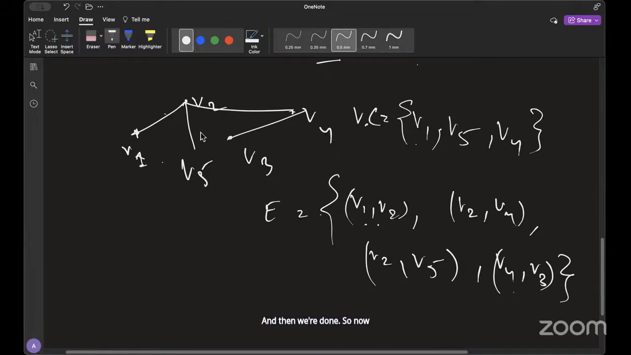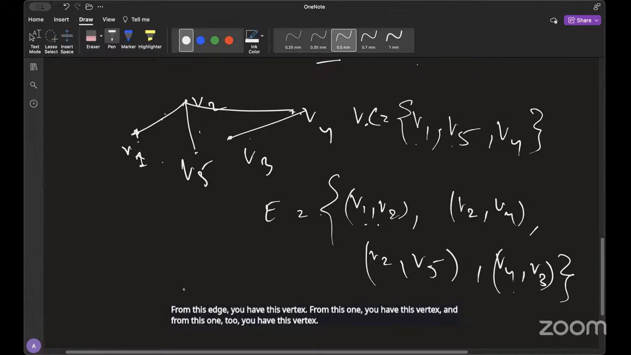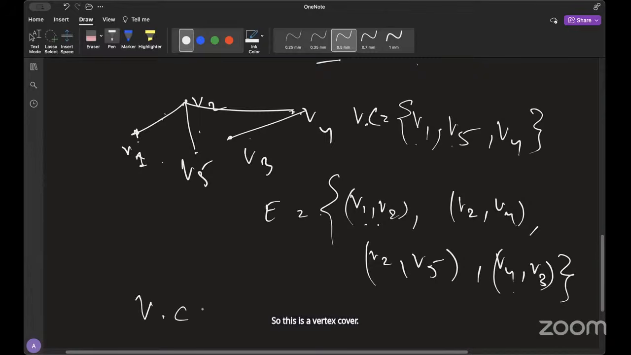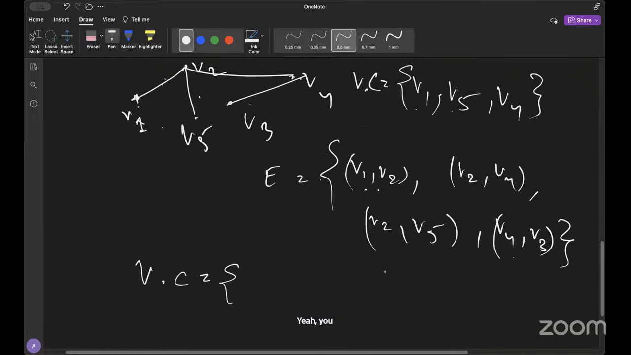So now from each edge, you have one vertex, right? From this edge, you have this vertex. From this edge, you have this vertex. From this one, you have this vertex. And from this one too, you have this vertex. So this is a vertex cover. We can also have this vertex cover as V1, V2, and V3. Yeah, you can do that too. There is no unique vertex cover. You can have more than one vertex cover.